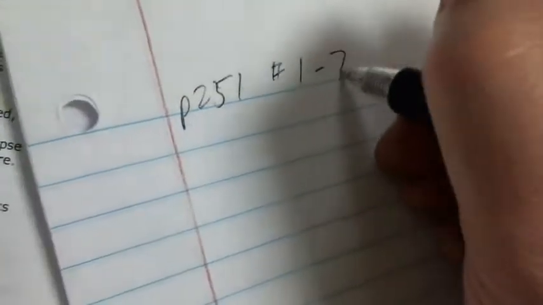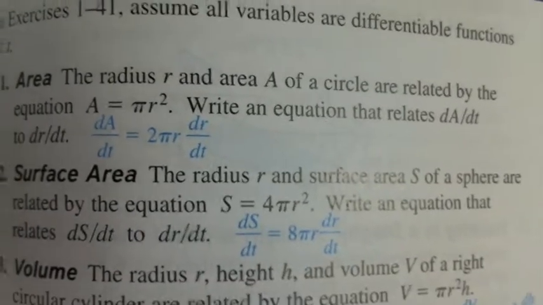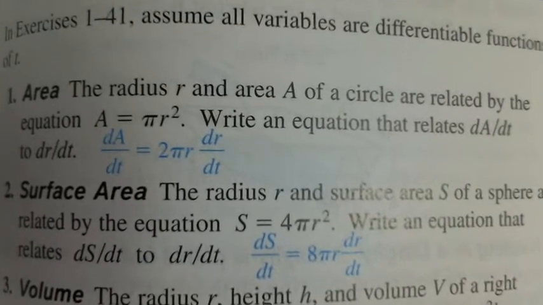Hello, we're looking at page 251, numbers 1 through 7. Got the radius and area. Need to relate dA/dt to dr/dt.